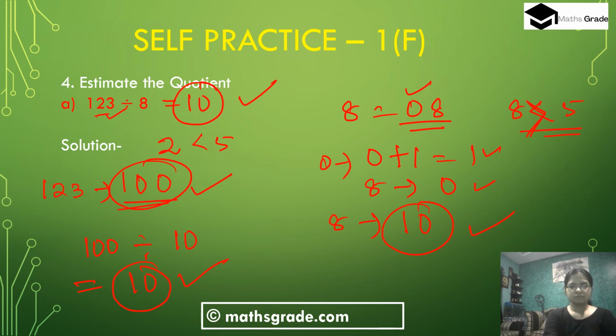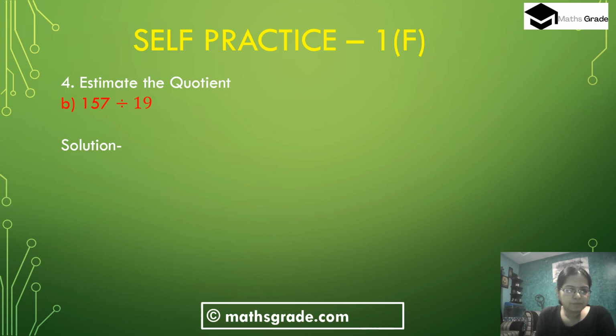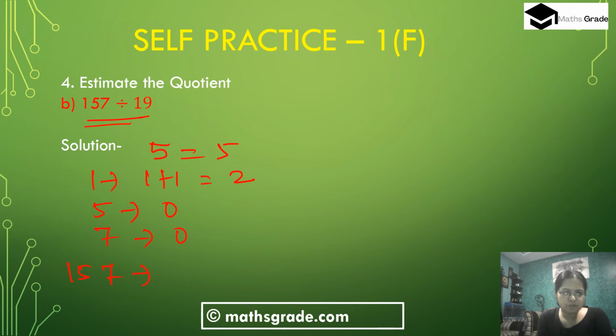Now question B: 157 divided by 19. First we round 157 to the nearest hundred. When we round any number to the nearest hundred, first look at the tens place digit. Here the tens place digit is 5. 5 is equal to 5, so add 1 to the hundreds place digit. The hundreds place digit 1 changes to 1 plus 1, which is 2. The tens place digit 5 changes to 0 and 7 changes to 0. Now 157 rounded to the nearest 100 will be 200.